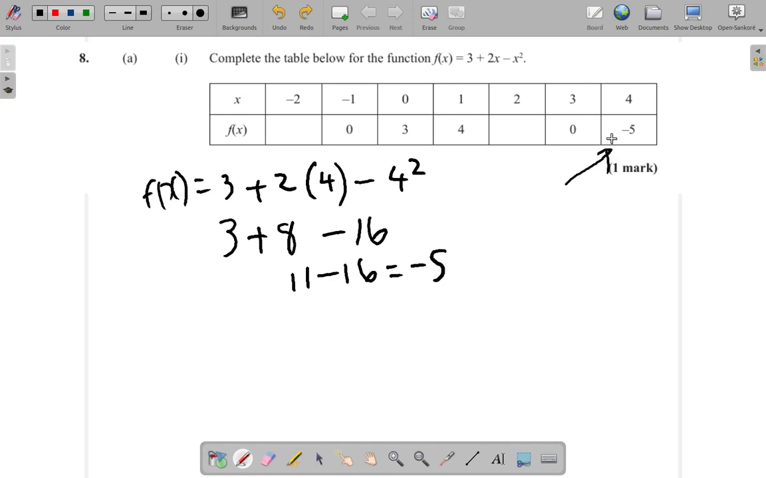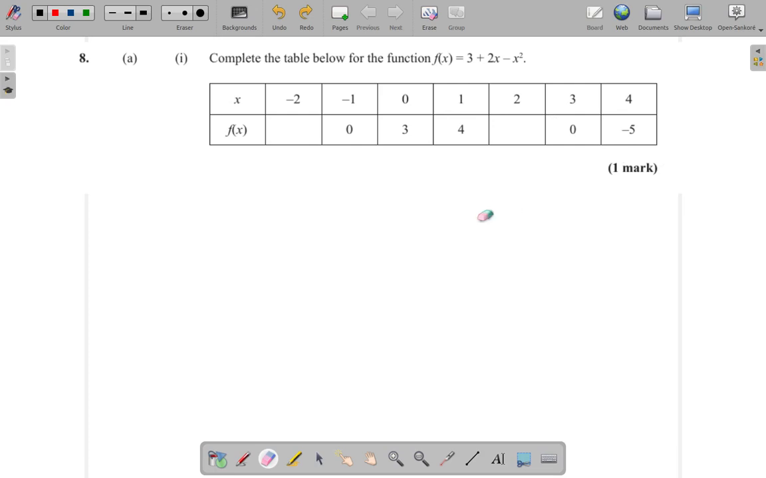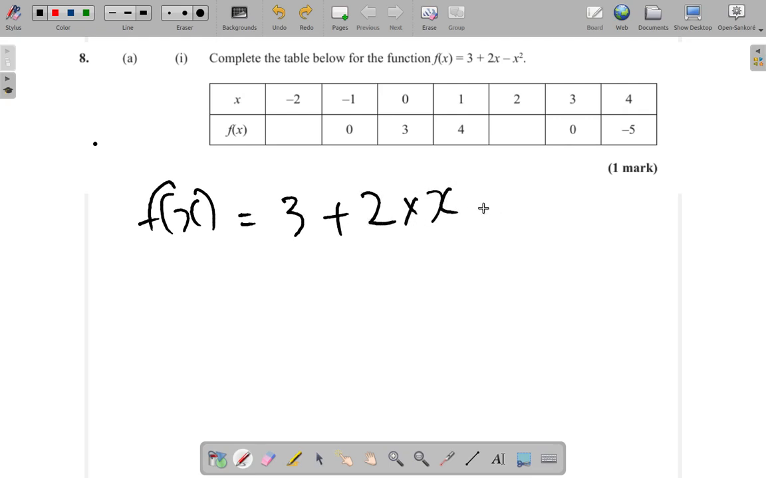All right. So you will do the same for negative 2 and 2, where you have missing spaces for f of x. So let's do that. Remember now, the function says f of x is equal to 3 plus 2x, which means 2 times x, minus x squared. Here, x is negative 2.